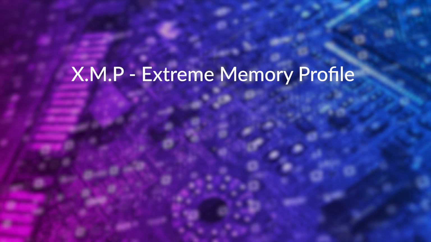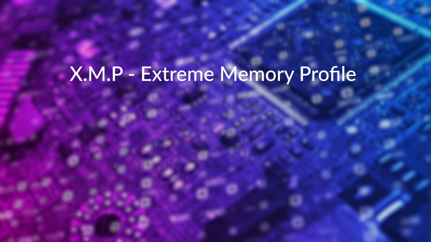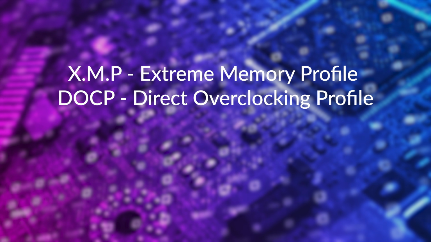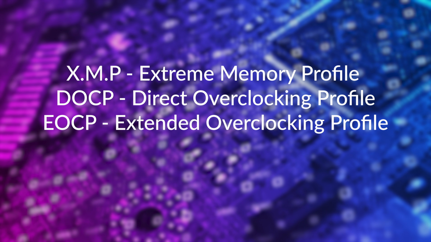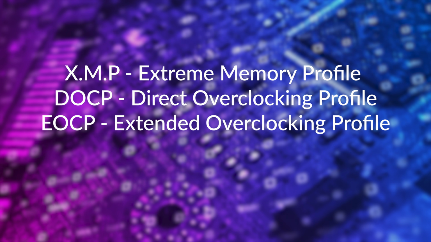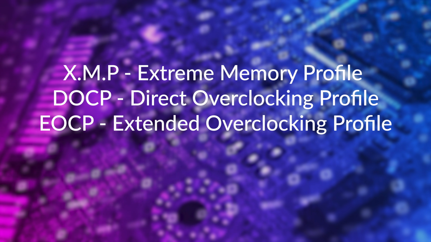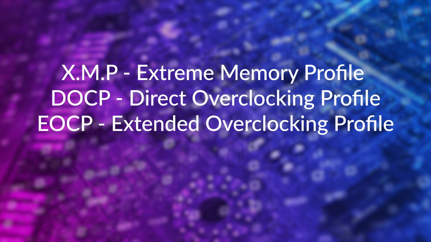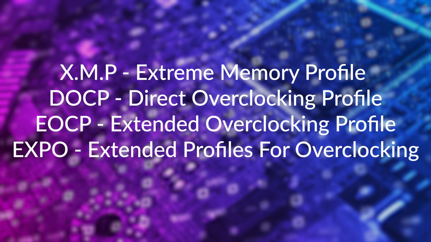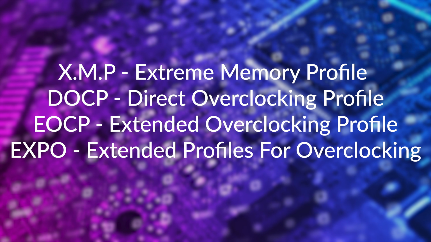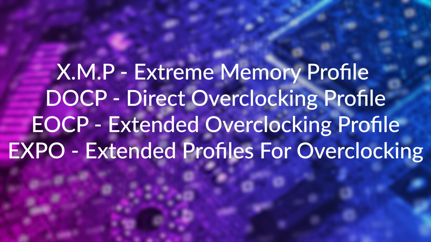XMP is a standard that was created by Intel. It means Extreme Memory Profile, whereas DOCP or EOCP means Direct or Extended Overclocking Profile. This is essentially an XMP alternative tuned for AMD chipsets. Then we have EXPO, which is Extended Profiles for Overclocking. This is designed for use with AMD processors.